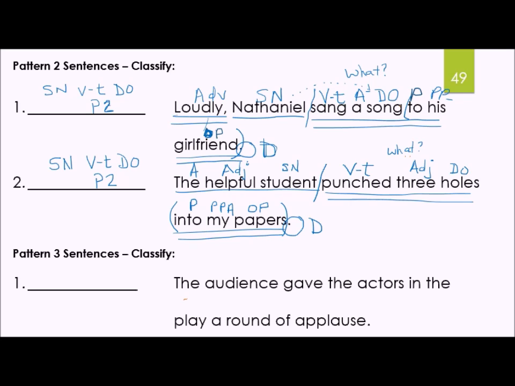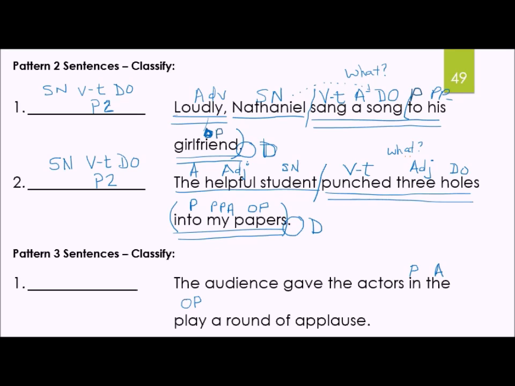Very good. All right, let's jump into pattern 3 sentences. Let's read the sentence. The audience gave the actors in the play a round of applause. Do you see any prepositions? First of all, let's make this easier on ourselves and get rid of them. All right, preposition in. In what? In play. Object of the preposition. Oopsie.